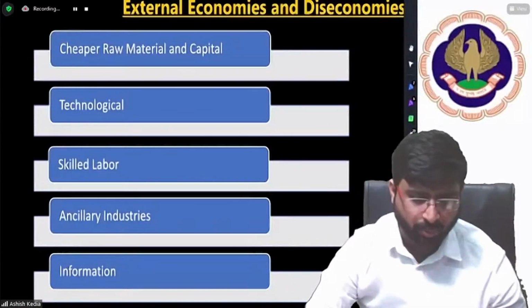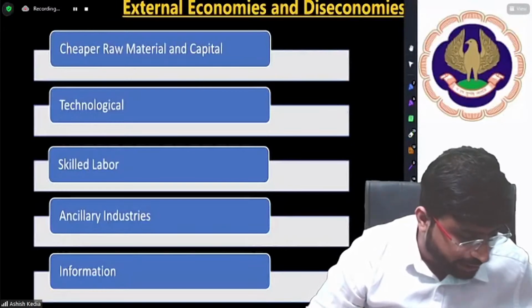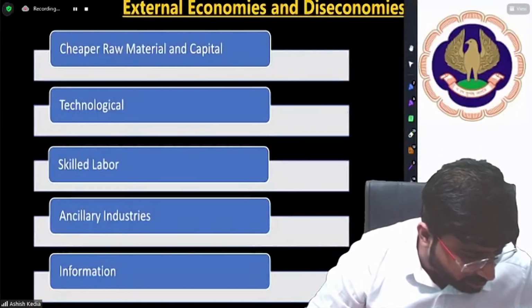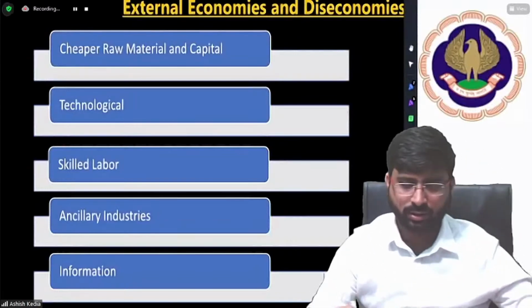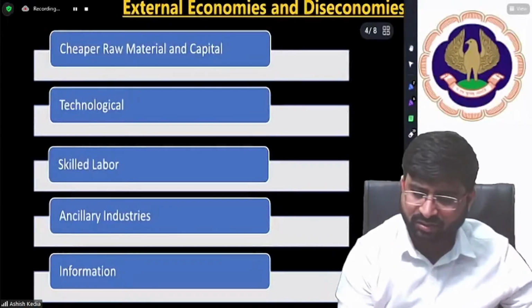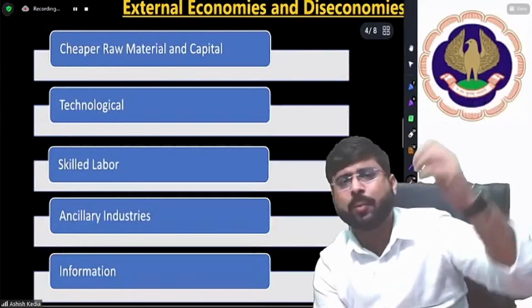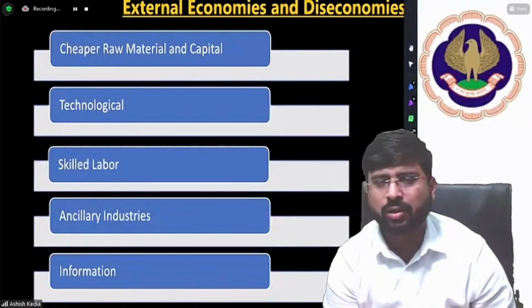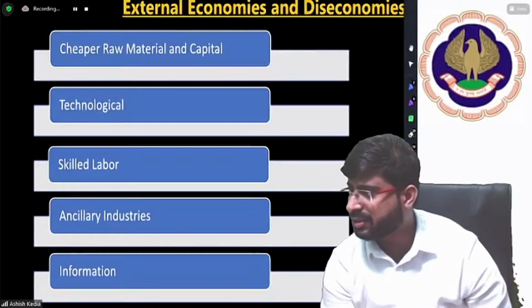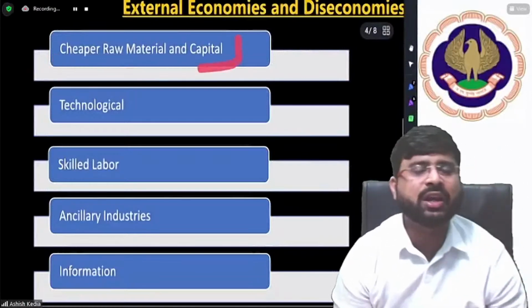Now let's move on to the external economies and diseconomies. Right, sir? Now see, external economies and diseconomies. Why is it, sir? Number one is cheaper raw material and capital. Now you will ask me, sir, the raw material point you explained before. So now let me answer this, my dear friends. See, what happens is cheaper raw material and capital.